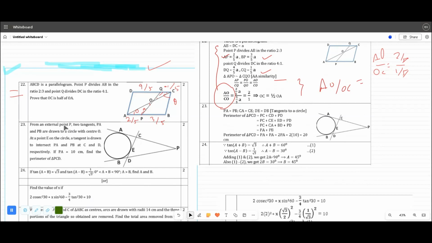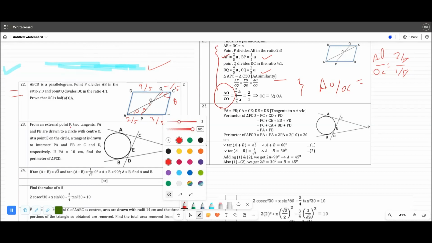सो एक्सटर्नल पॉइंट पी से हमने टू टेंजेंट्स पीए एंड पीबी ड्रॉन किए हैं. आपको पता है किसी भी एक्सटर्नल पॉइंट से एक ही सर्कल पर दो टेंजेंट डालते हैं तो वो बराबर होते हैं. सो पीए विल बी इक्वल टू पीबी, राइट. एंड सी पॉइंट से अगर आप देखें तो दो टेंजेंट आ रही है सीए एंड सीई, दैट मीन्स सीए इज इक्वल टू सीई, करेक्ट. और डी पॉइंट से दो टेंजेंट आ रही है डीबी इज इक्वल टू डीई.